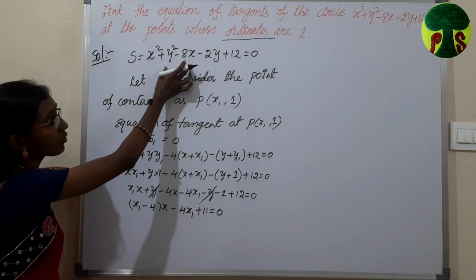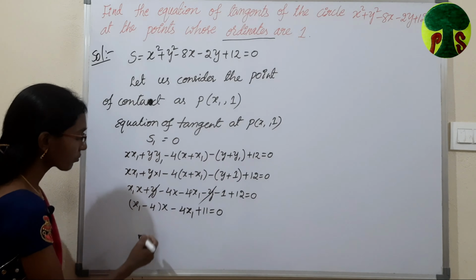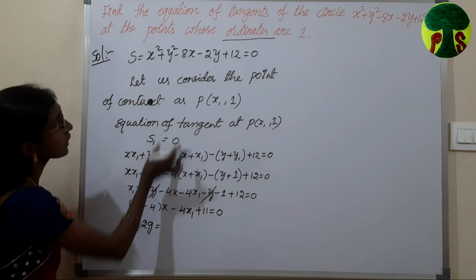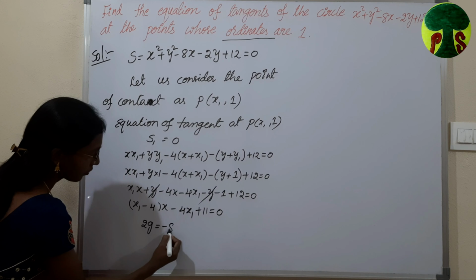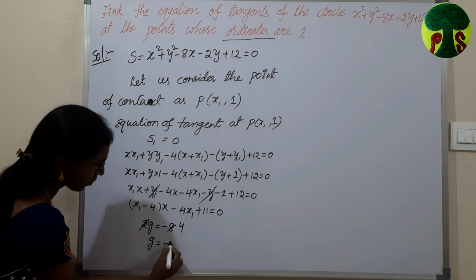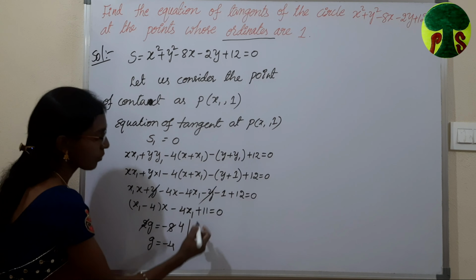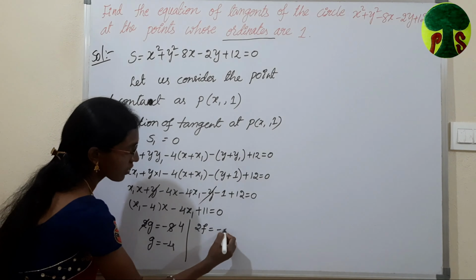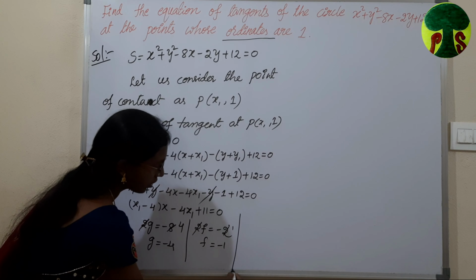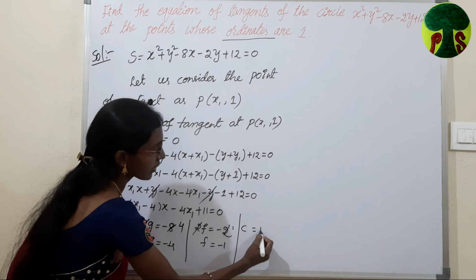Before that, we have to find the g value, f value and c value. So, we have to compare with the general form of the circle. 2g equals minus 8, so from this we will get the value of g as minus 4. Now find the f value. 2f equals minus 2, so we will get the value of f as minus 1. Now, we have to compare constants. The constant term we have is 12. So, c equals 12.